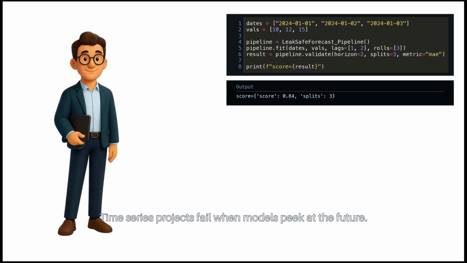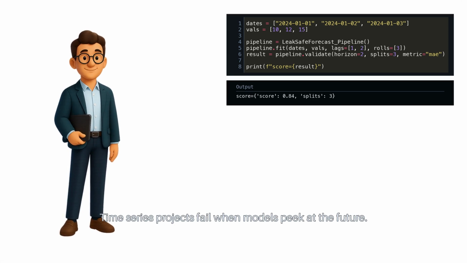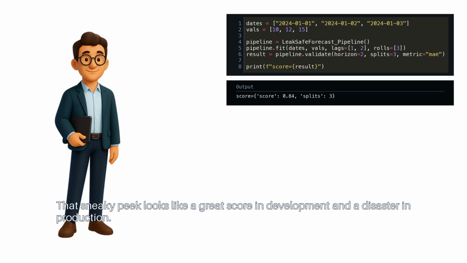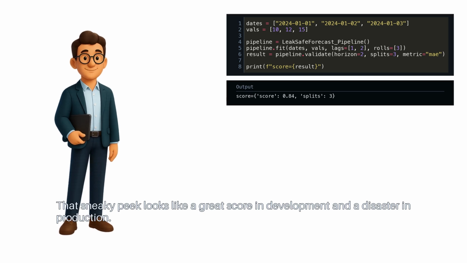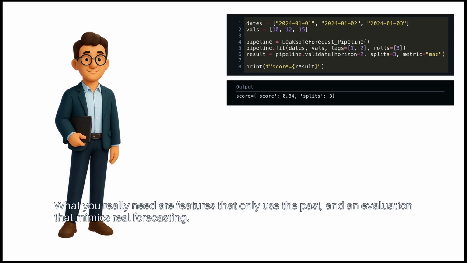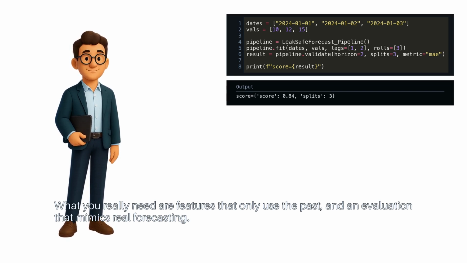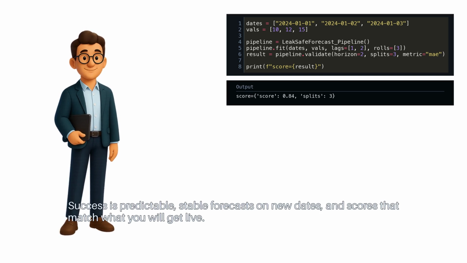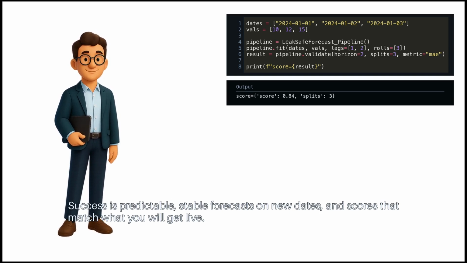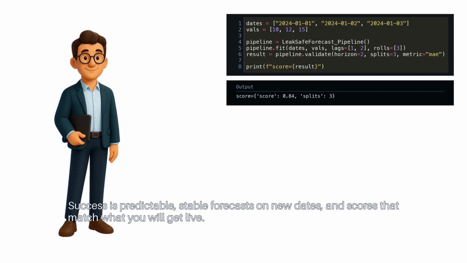Time series projects fail when models peek at the future. That sneaky peek looks like a great score in development and a disaster in production. What you really need are features that only use the past and an evaluation that mimics real forecasting. Success is predictable: stable forecasts on new dates and scores that match what you will get live.